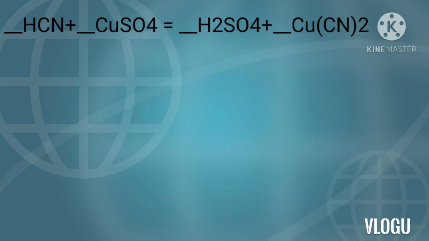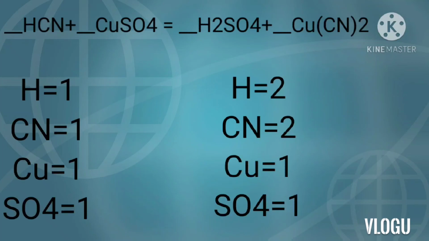Next, another simple one. Hydrogen cyanide plus copper sulfate equals hydrogen sulfate plus copper cyanide. Cyanide is another term for the combination of carbon and nitrogen. Here we have hydrogen 1 and 2, cyanide has 1 and 2, and copper has the same 1, and sulfate has the same 1 also.